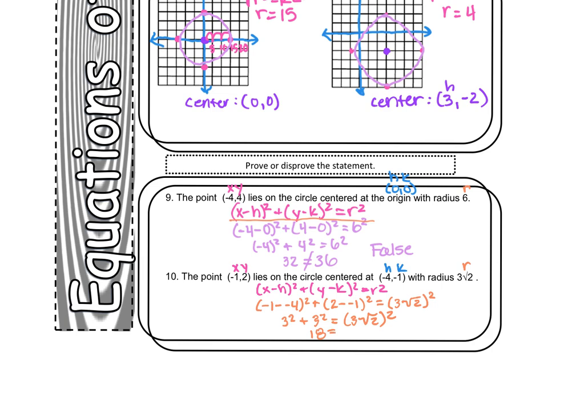And now, this is tricky. You're going to square the 3, which would give me 9. And then once you square that root 2, that just cancels out the radicals. So you essentially are left with 9 times 2, which is 18. So 18 does equal 18, so this is true.